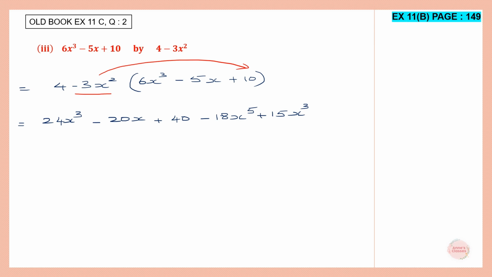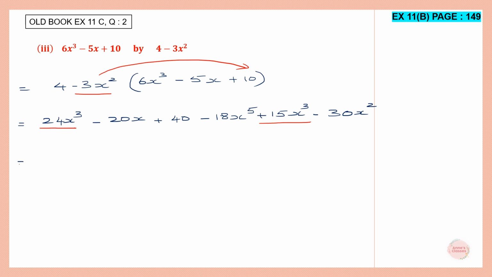So the sign is minus. 3 tens are 30 and we write x square. Okay, now let's look for all the like terms. Now here we have 24x to the power of 3. Do we have one more like that? Yes, here we have plus 15x to the power of 3.